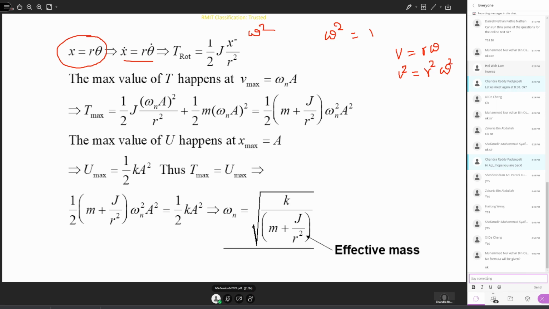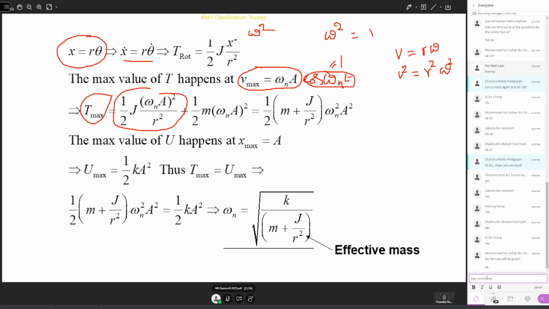Okay, so the maximum rotational kinetic energy you can write as half I. The maximum velocity is replaced with omega n into a. This part we have seen: the maximum velocity will be when you have cos omega n t. So the maximum velocity occurs when cos theta is 0, so this value will be 1. So the maximum value for this will be 1. Therefore the maximum velocity will be omega n into a.